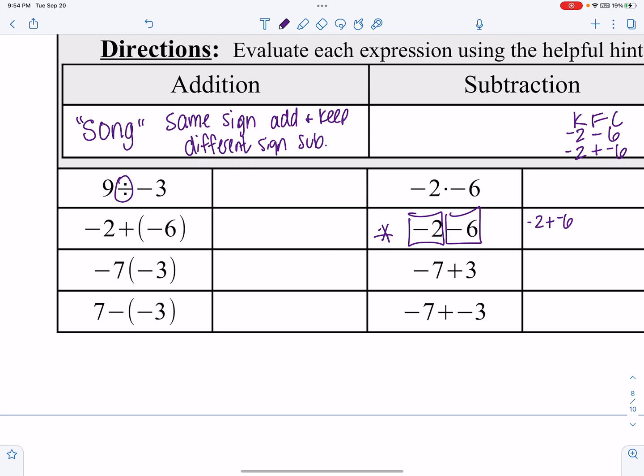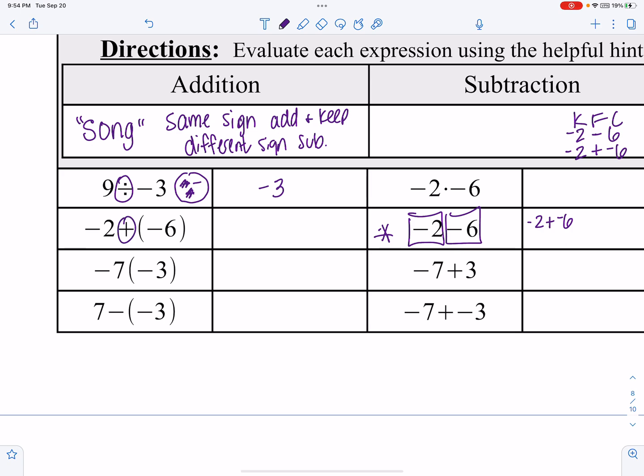Right away, I see division, and I see the signs are different. I already know my answer is negative. I'm going to go ahead and use sleepy face to verify. So cross out the positive, cross out a negative. I'm left with a negative. So 9 divided by 3 is 3, and it is negative.